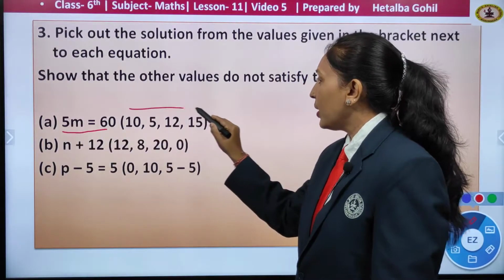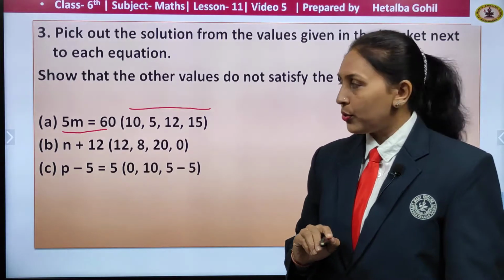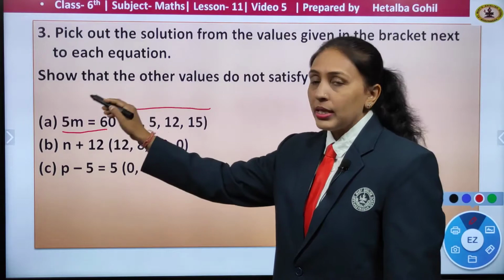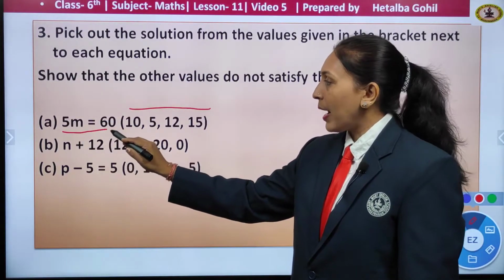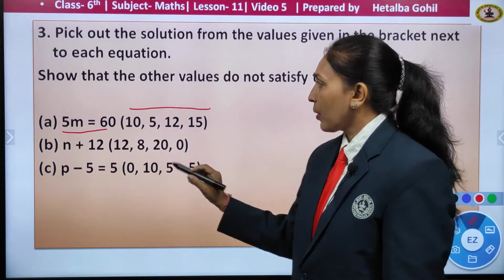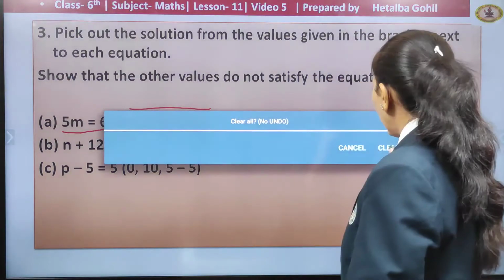These are the values of the variable given to you. All the 4 different values we have to put into the equation and find which is the solution of the given equation. Okay. So, let us start solving one by one.